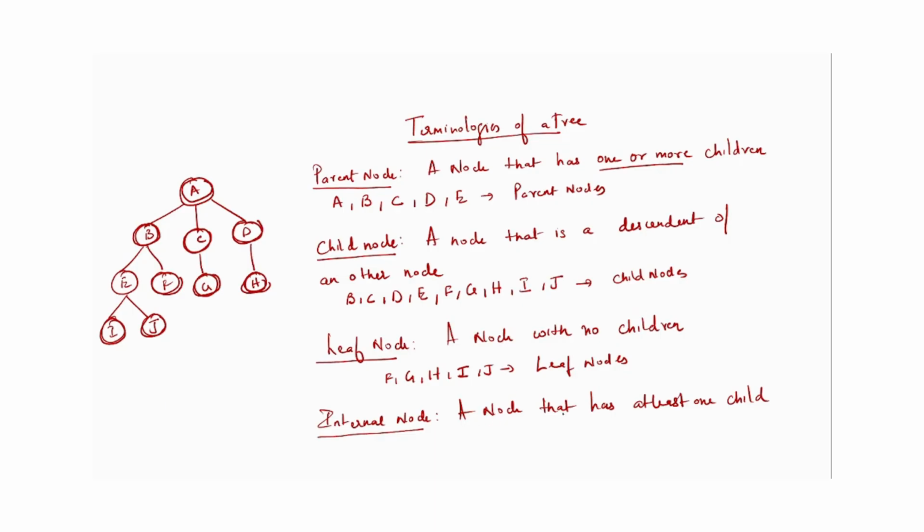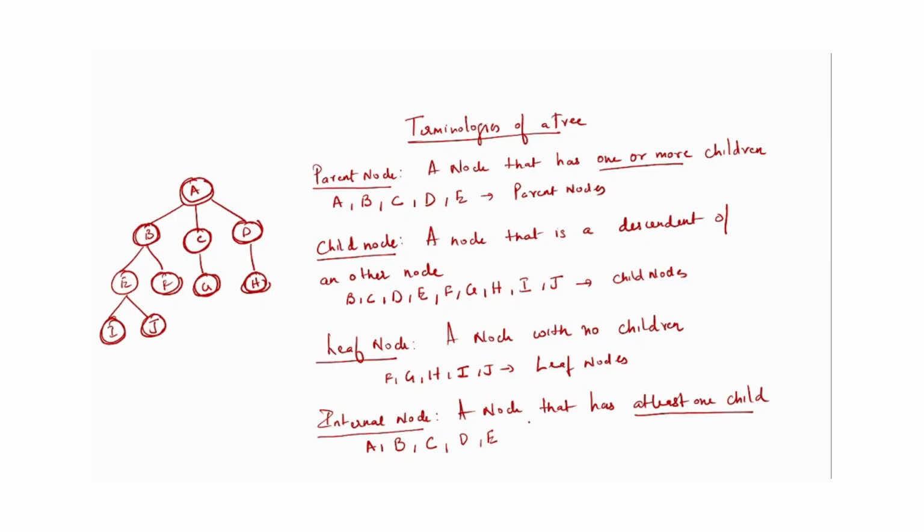What are internal nodes? A node that has at least one child, right? So for example, A is an internal node because it has 3 child nodes, B, C, and D. So I can say A is an internal node, right? B is also an internal node because it has 2 child nodes, E and F. C is an internal node because it has 1 child node, G. D is also an internal node because it has 1 child node, H. And E is also an internal node because it has 2 child nodes, I and J. Therefore the definition is a node that has at least one child, a minimum of 1 child. So all these, A, B, C, D, E, have a minimum of 1 child.